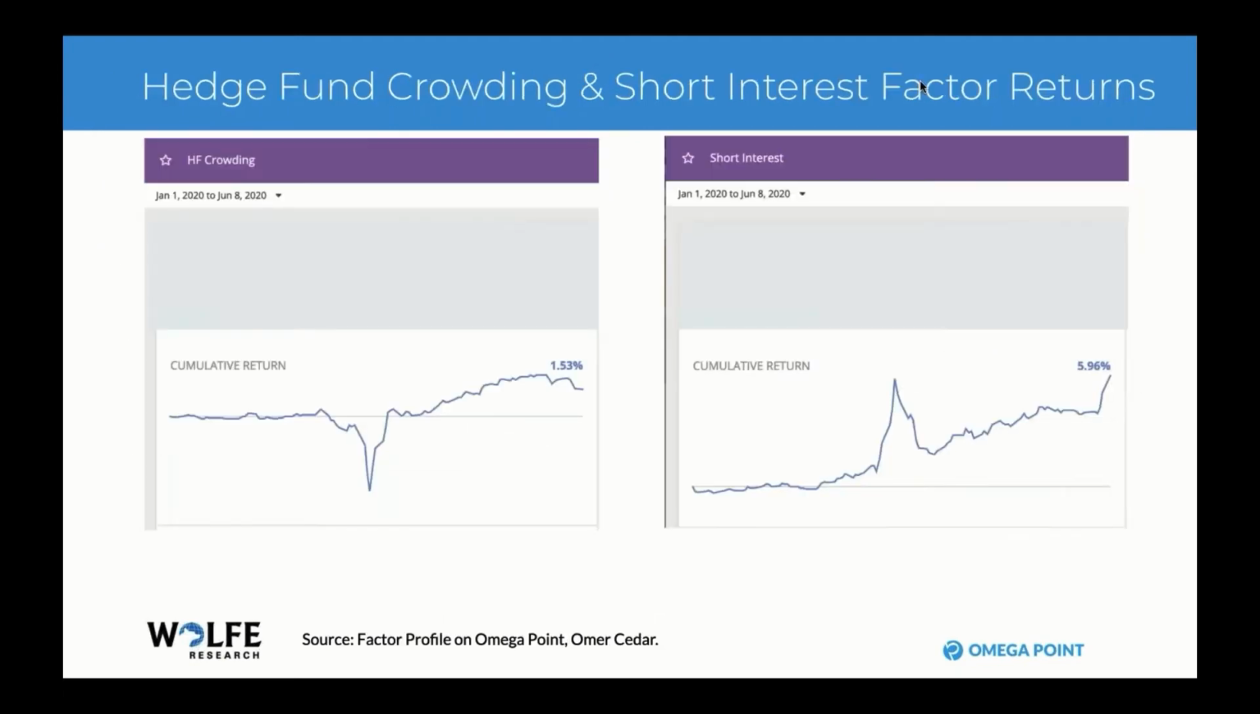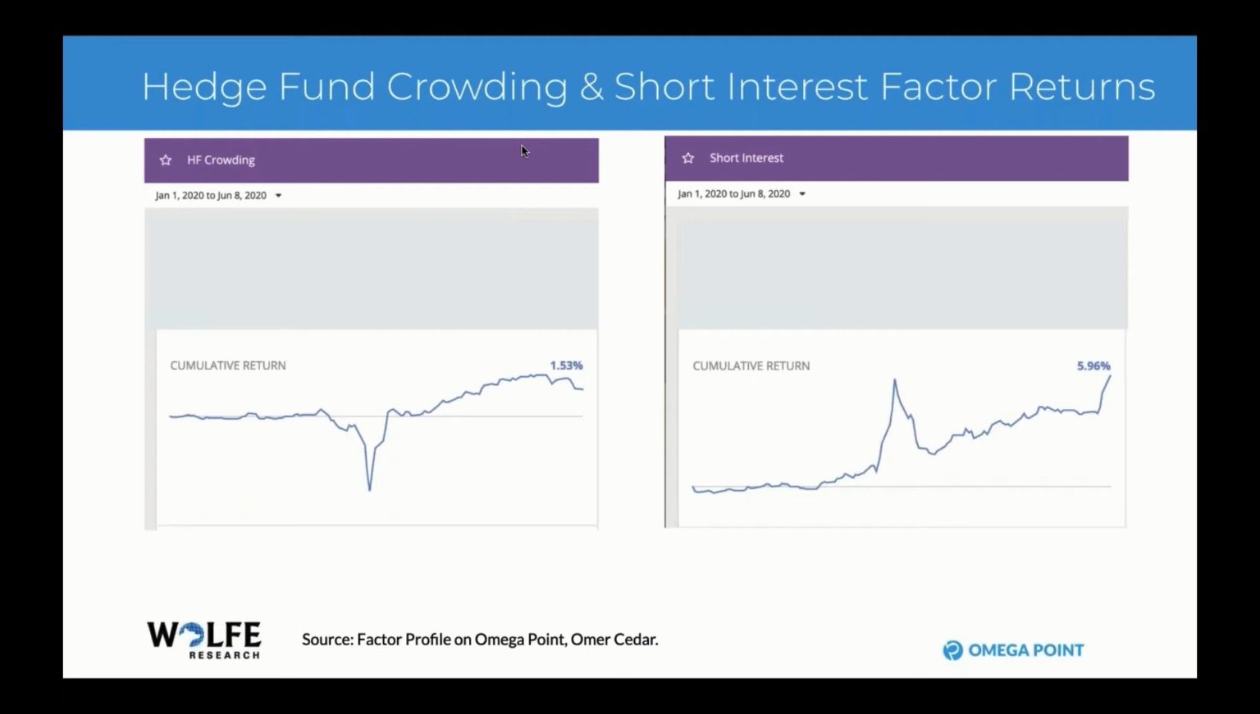Here we see the recent performance of both the hedge fund crowding and short interest factors on the Omega Point platform. You can see that both factors moved significantly in the middle of March, with hedge fund crowding experiencing a significant drawdown while short interest rallied significantly. This again represents the short covering of popular shorts and the selling of popular longs. Both of these factors mean reverted very quickly, which means that managers who didn't react didn't see a significant negative impact to returns over the medium term.